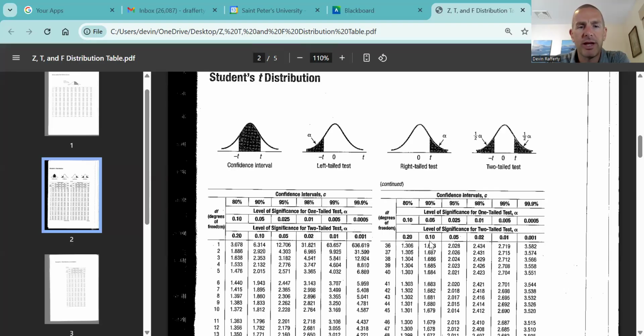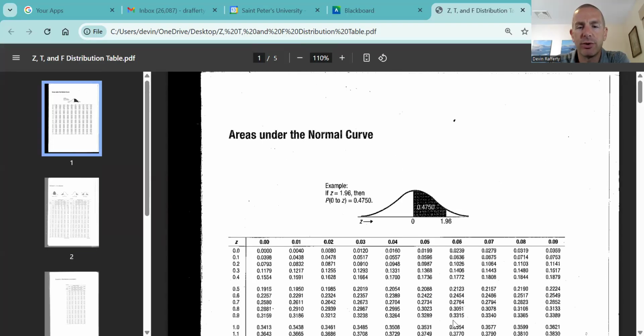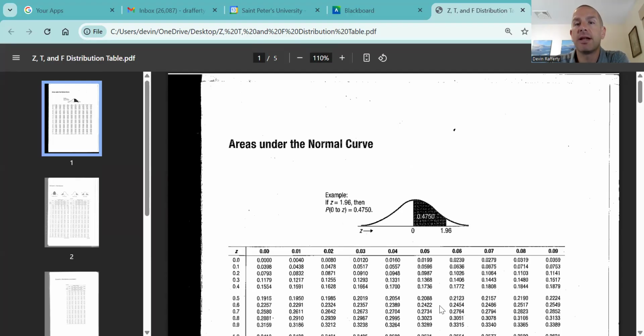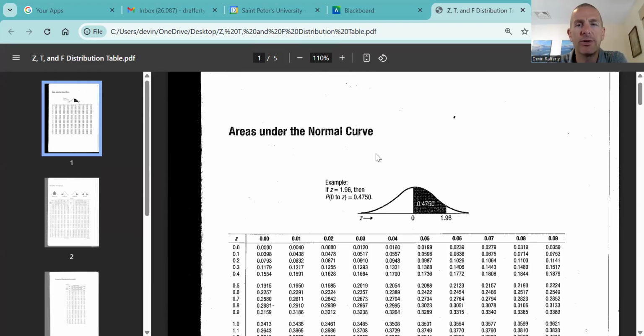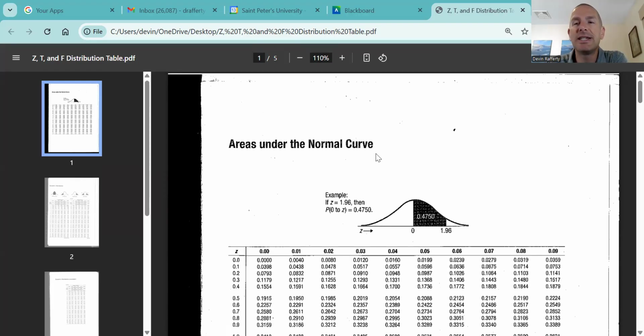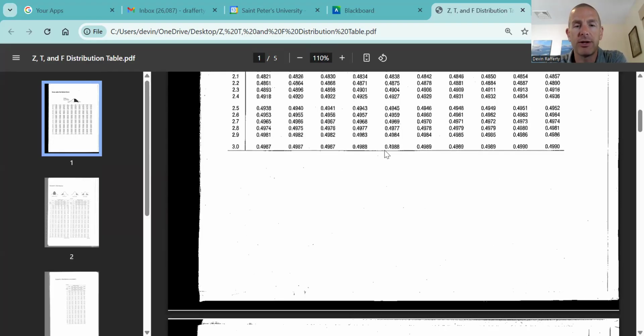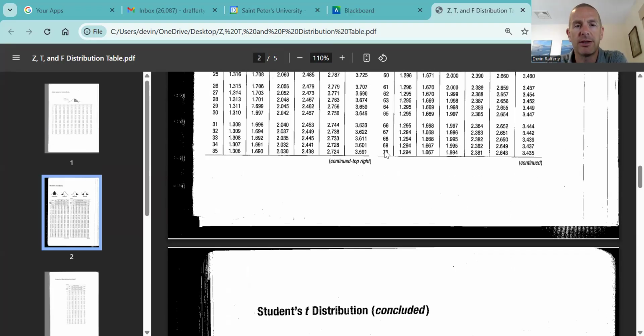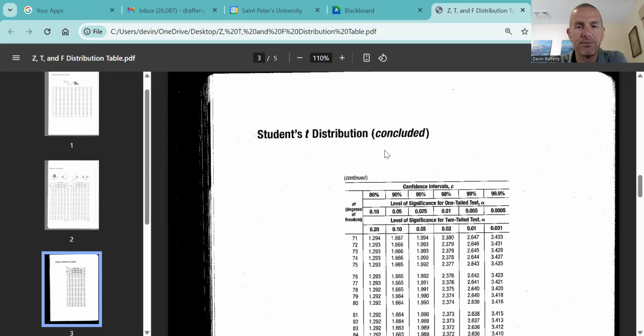So we have the Z, T, and F distribution. In order to get the level of significance, in order to get the critical values, we are going to go down to pages 2 and 3. Right now I'm on page 1, area under the normal curve. We don't need that, okay? Instead, we go down to the T distribution. The critical values always come from the T distribution, okay? So we go down to pages 2 and 3 of our PDF.